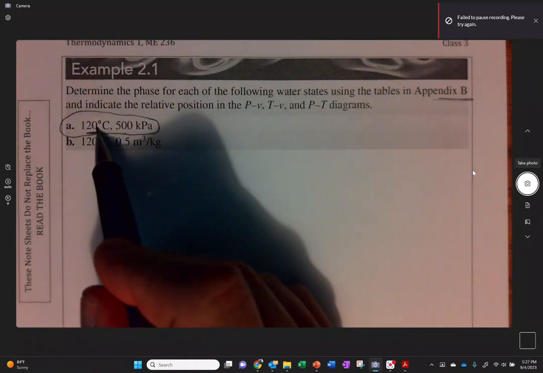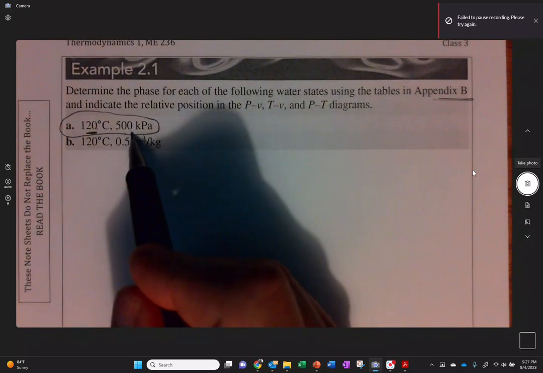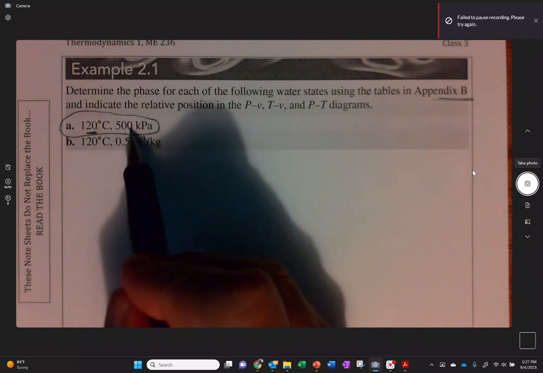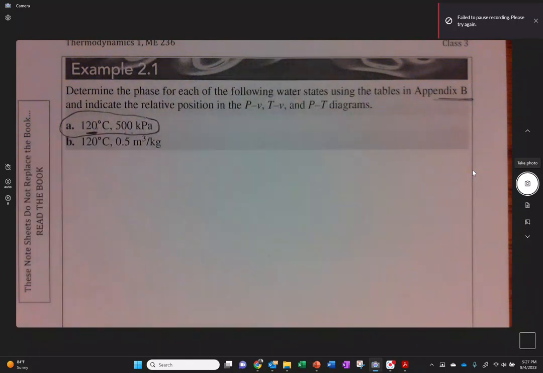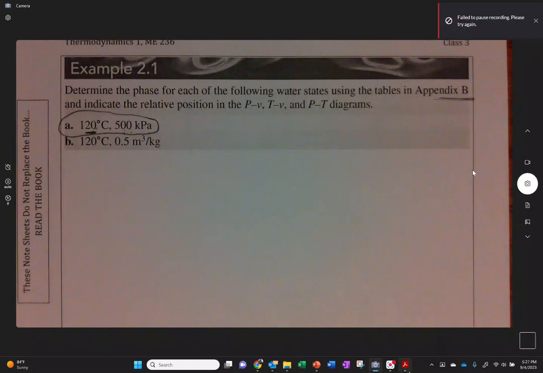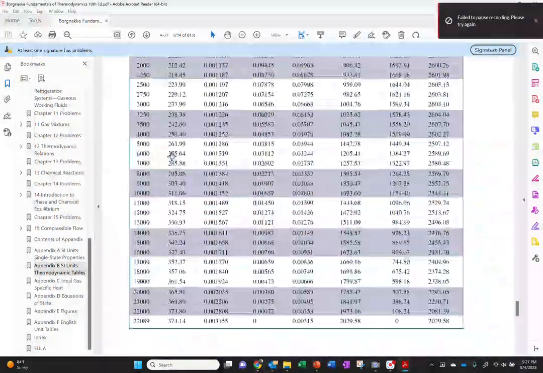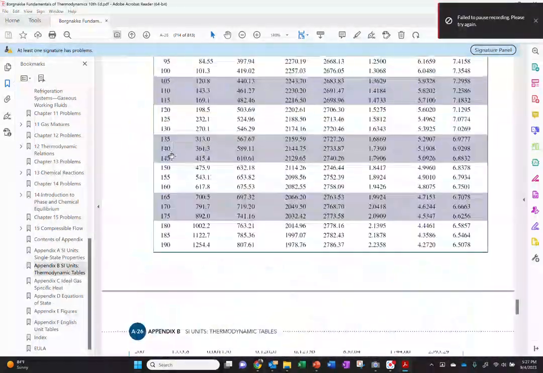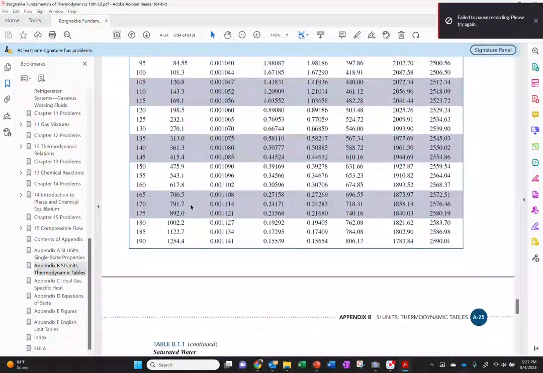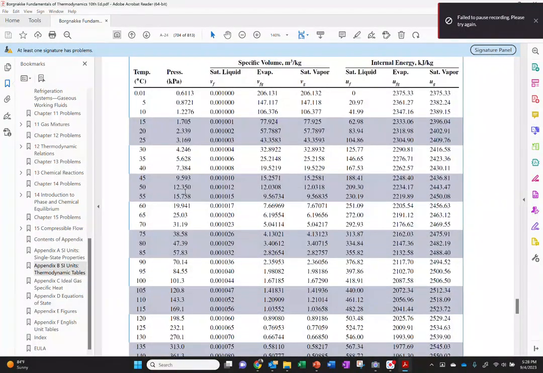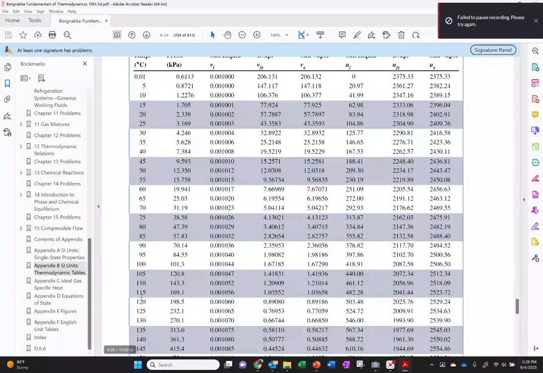All right, so we're going to determine these. We're going to start with this one, 120 degrees Celsius and 500 kilopascals. Because this is a nice even, well, we could do either one. Let's take a look at both, if we can. So we go to the PDF of this, and we're going to go back up to table B.1.1. Right, B.1.1, and so we had 120 degrees Celsius right here.